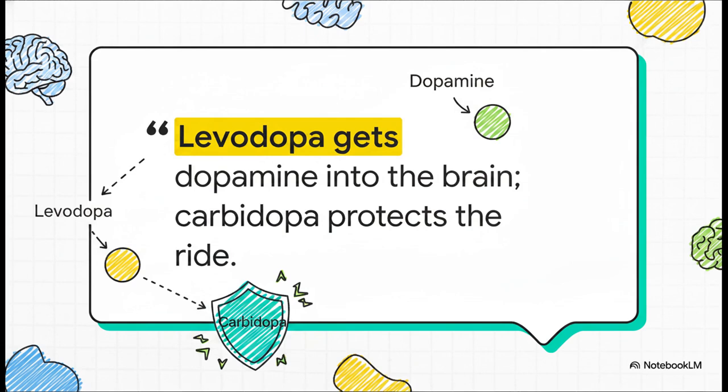Okay, if you see Parkinson's disease on the exam, this classic phrase tells you exactly how the Sinemet combination drug works together synergistically. Levodopa gets dopamine into the brain, carbidopa protects the ride. Basically, levodopa converts to dopamine in the central nervous system, but it desperately needs carbidopa to prevent its peripheral destruction. Without carbidopa acting as a shield, the levodopa would cause massive peripheral side effects, like severe nausea and cardiovascular issues, way before it ever reached the brain intact to do its job.